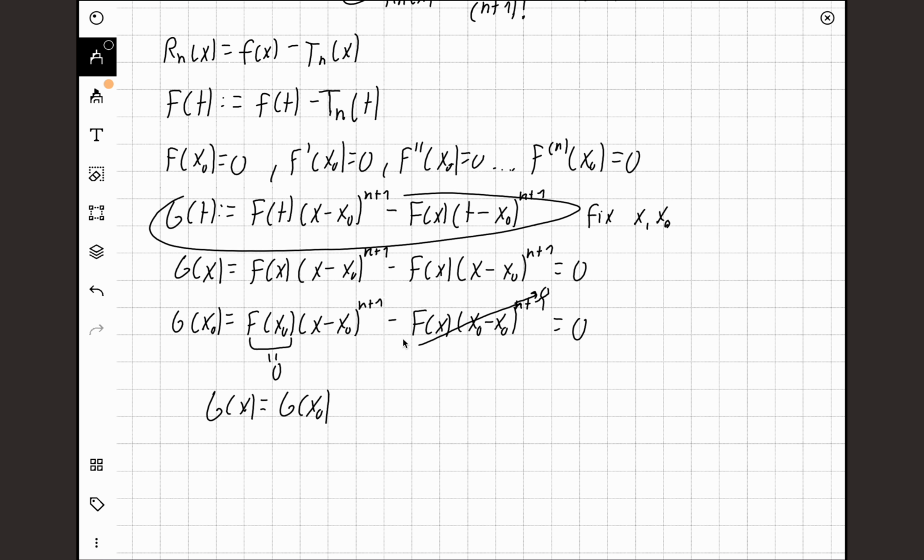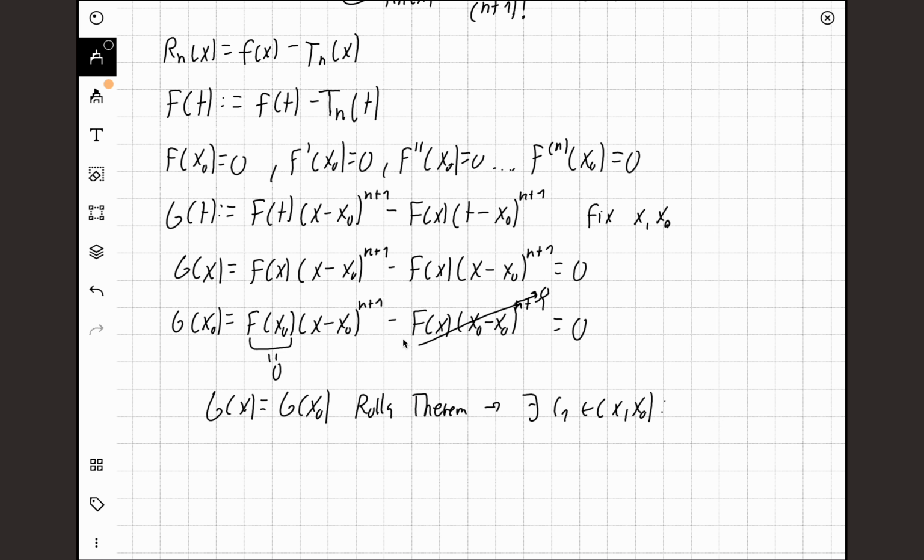We constructed it in such a way that g of x equals g of x0 because, again, we know we have to use Rolle's theorem. So now, we have our value x, we have our value x0, this is our function defined somewhere here, and whatever, g of x equals g of x0, we know that there exists a point c where the derivative of g at that point equals 0. So by Rolle's theorem, bang, there exists a point, we're going to call it c1, in between x and x0, such that the derivative of g at that point c1 equals 0. Boom. This is our first result.